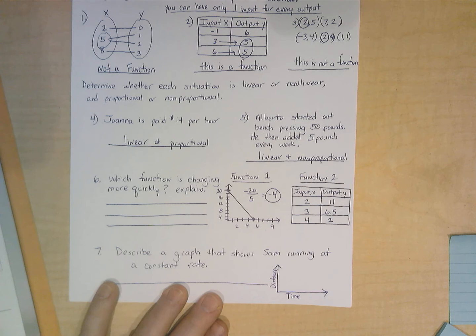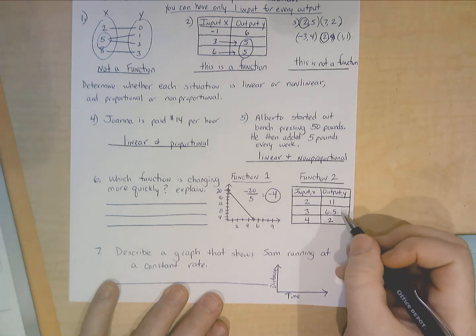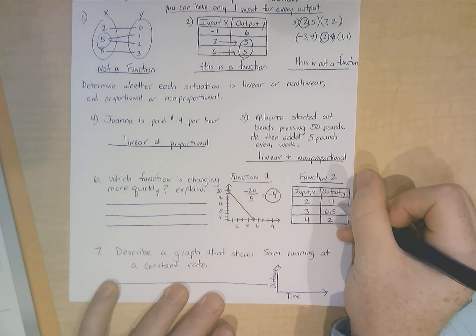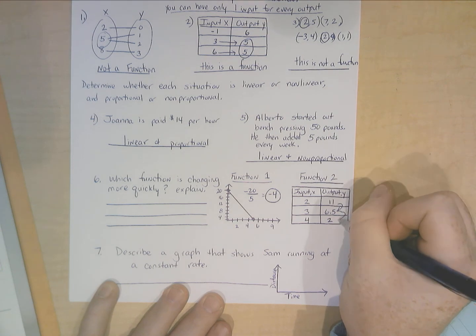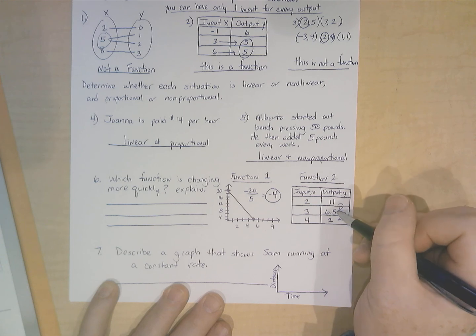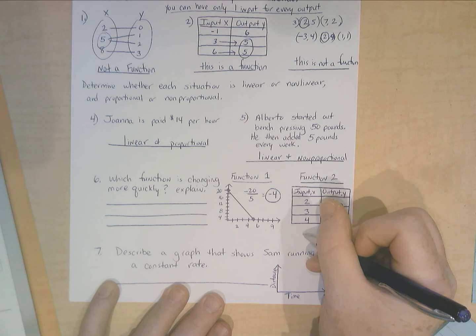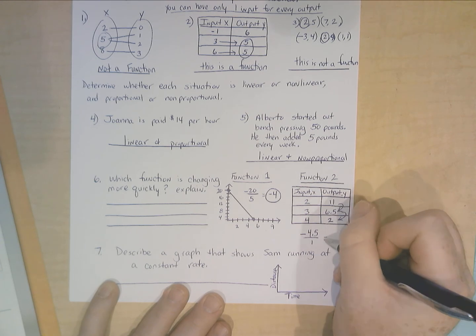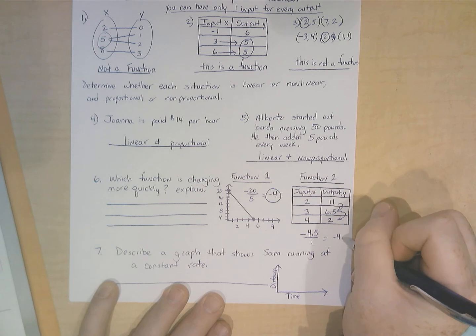Now for function 2, you're going to do the same thing. You're going to find out, okay, what is the rise, what's the run? So the rise, you can see it's dropping down. So it's dropping down 4.5 each time. 11 minus 4.5 is 6.5. 6.5 minus 4.5 is 2. So it's dropping down 4.5 for every single one. So that means negative 4.5.